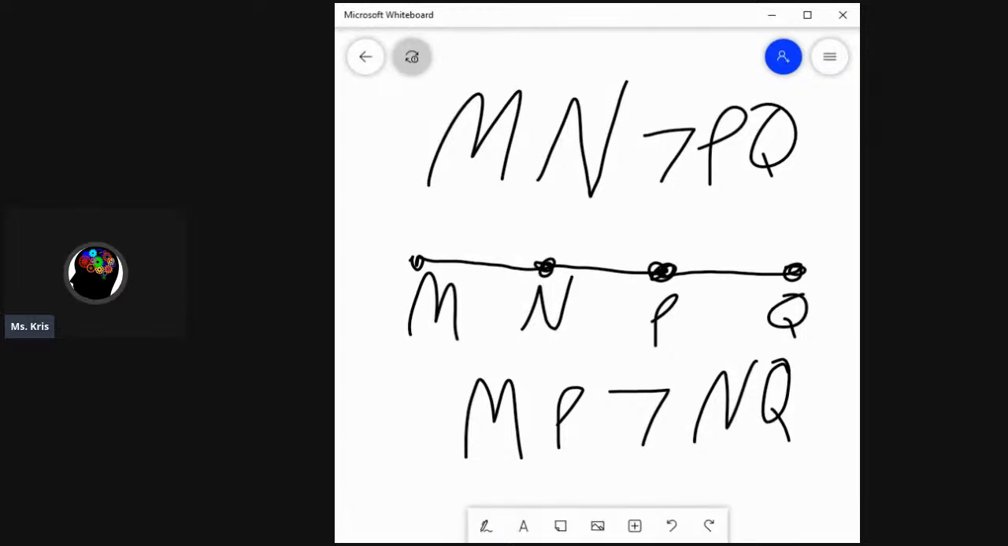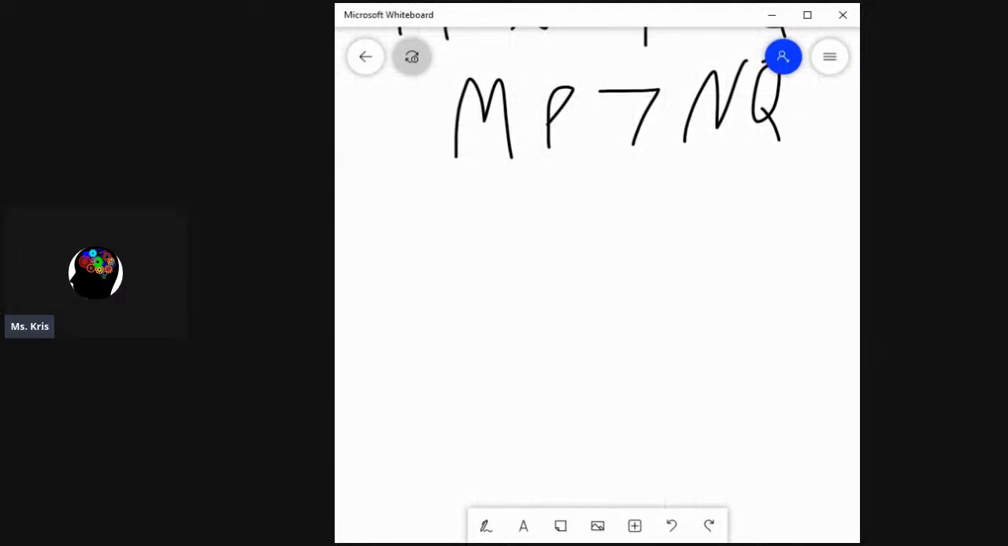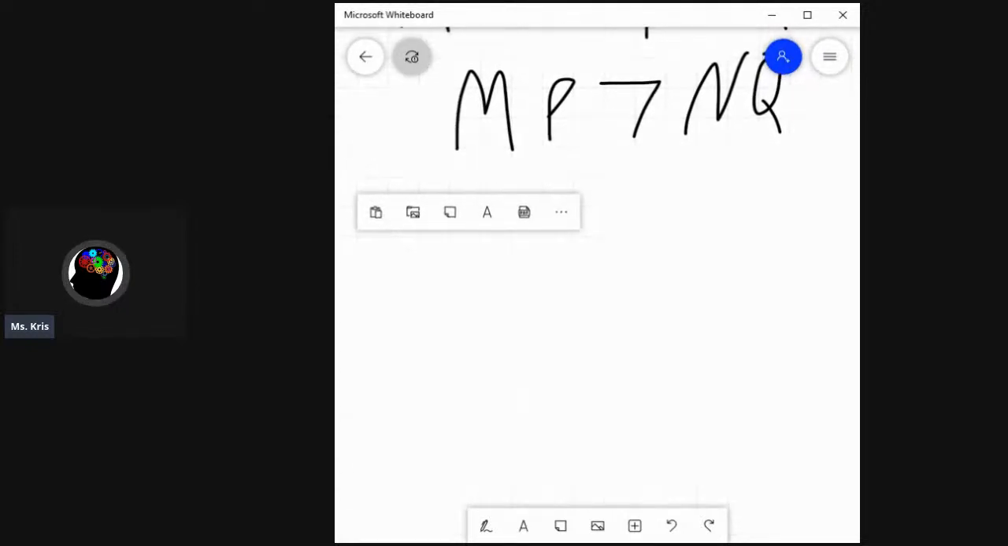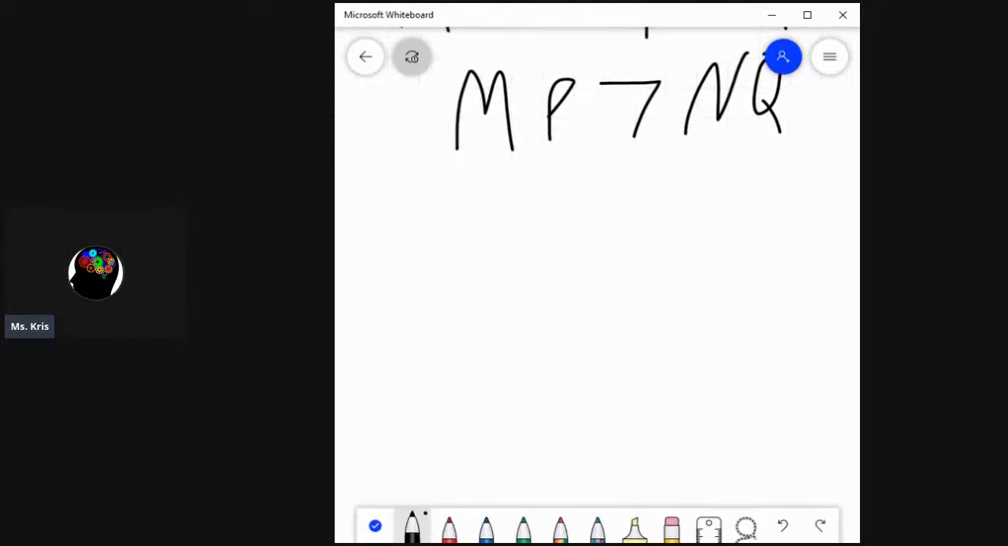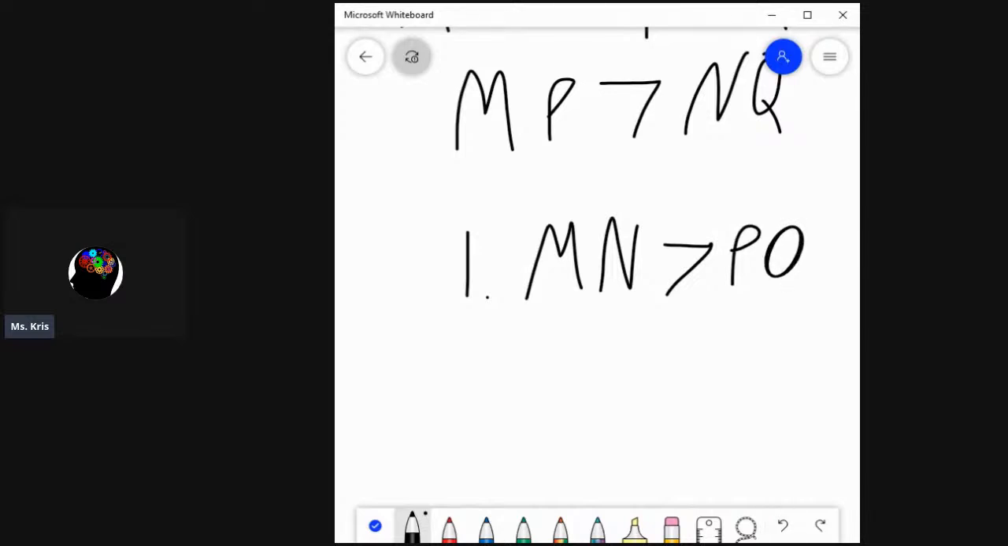So now, the first thing we must do is give the given, which is MN is greater than PQ. That is our given. That's the first part of our proof. That is given.